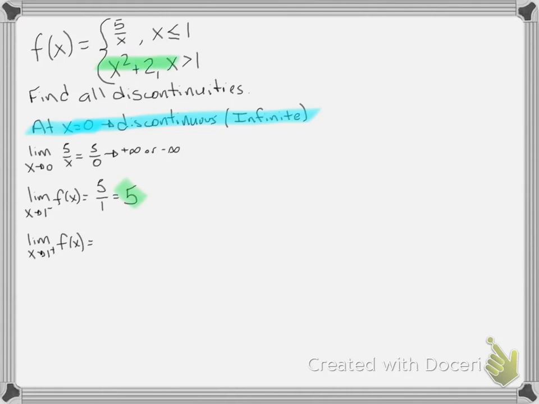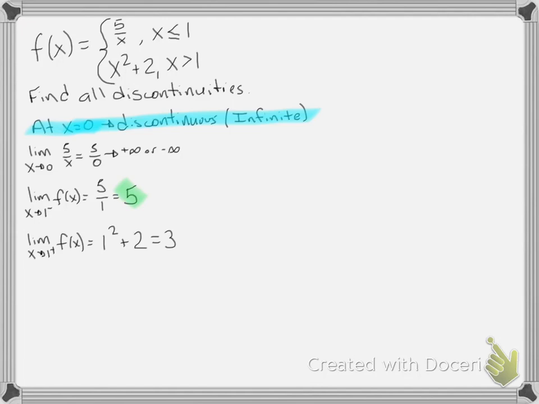I know it doesn't say x is equal to 1, but that's okay. I'm doing a limit here. I'm not doing the function value at 1. I'm questioning what the y value is approaching as x approaches 1 from numbers that are bigger than 1. So I'm going to go ahead and plug in 1 into that function, which is going to give me 1 squared plus 2. 1 squared is 1. 1 plus 2 is 3.